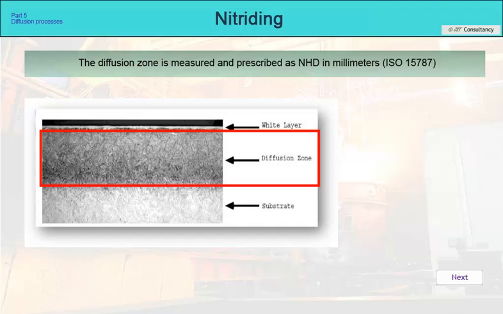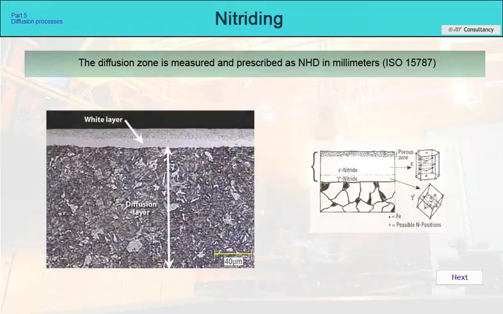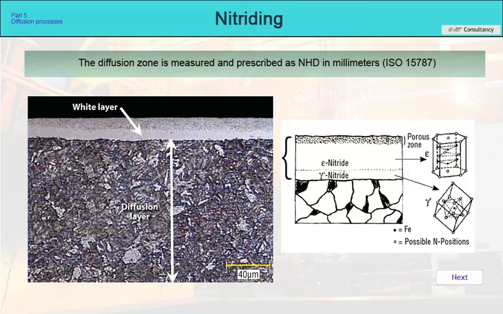Towards the surface we see a layer that appears white. This is because it is less etchable than the steel itself. In fact, this is already the layer where the phase transformation and the formation of iron nitrides have occurred. The white layer is therefore a layer of iron nitrides, either gamma prime Fe4N or epsilon Fe2-3N or both together. It depends on the supersaturation of the surface with nitrogen and on the method of conducting the process.